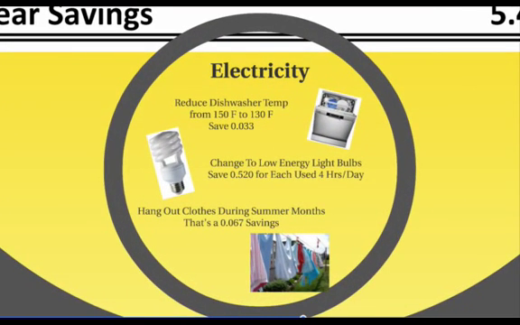Not feeling content to just say I was going to reduce my electricity usage by a certain percentage, I dug a little deeper, and I learned of some specific things I could do. I could reduce the dishwasher temperature from 150 degrees Fahrenheit to 130. I could change out even more bulbs to low energy usage. And I could hang out my laundry during the summer months, saving even more. So those were just some of the specific things I came up with.